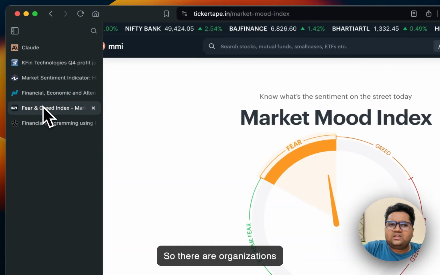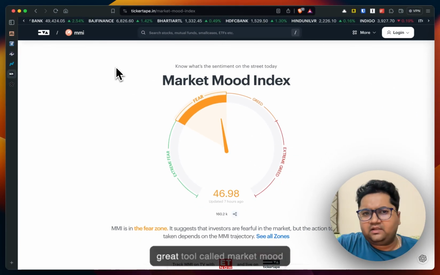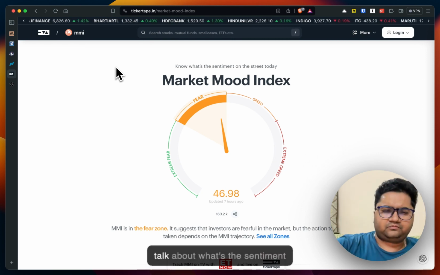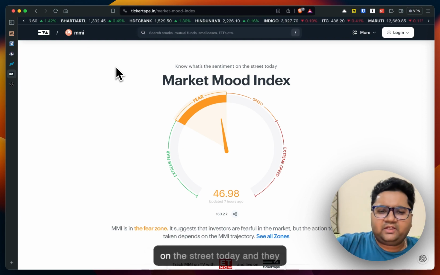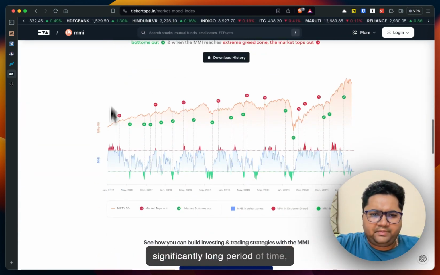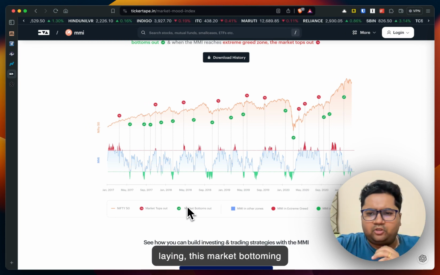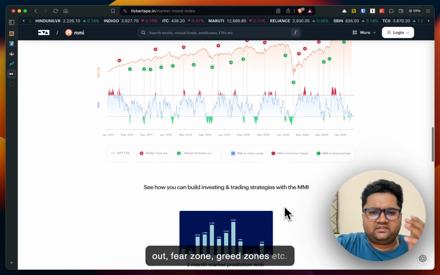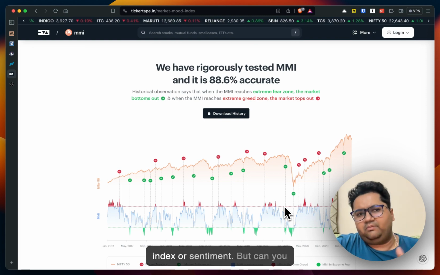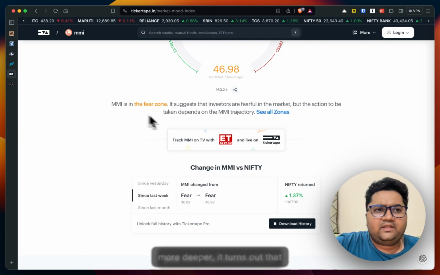There are organizations which do this, like for example in India, Tickertape has built a great tool called Market Mood Index, where they talk about what the sentiment on the street is today, and they have it back tested over a significantly long period of time. They show when the market was topping, bottoming out, fear zones, greed zones, etc. So this is a good way of looking at a very long term market mood index or sentiment. But can you get more? Can you get probably deeper? It turns out that you can.